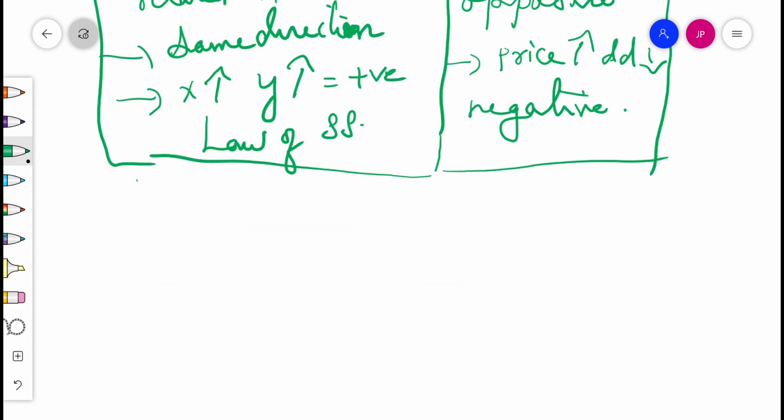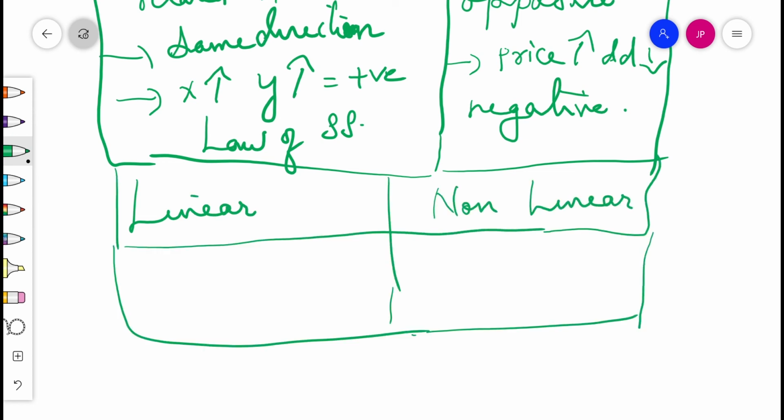Like that, we can say correlation can be linear or non-linear. If the amount of change in any one variable tends to bear a constant relation with the amount of change in the other variable, then the correlation is said to be linear. It's represented by a straight line. That's why it's called linear, straight line. A linear demand curve, linear straight line.